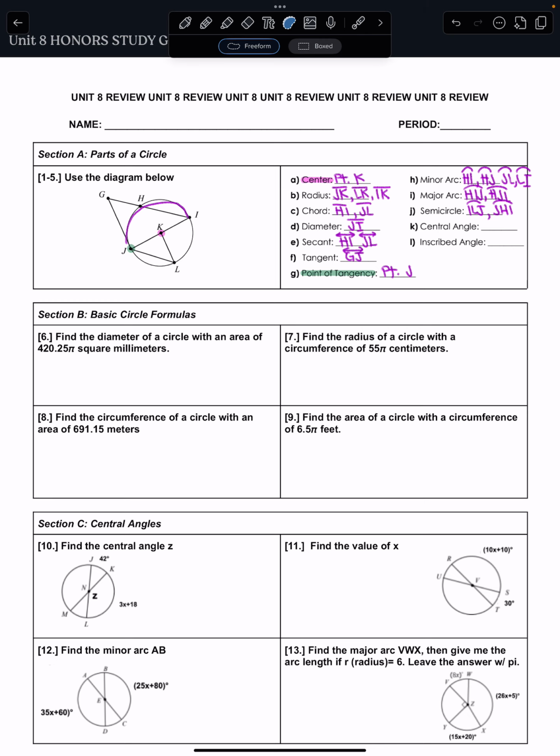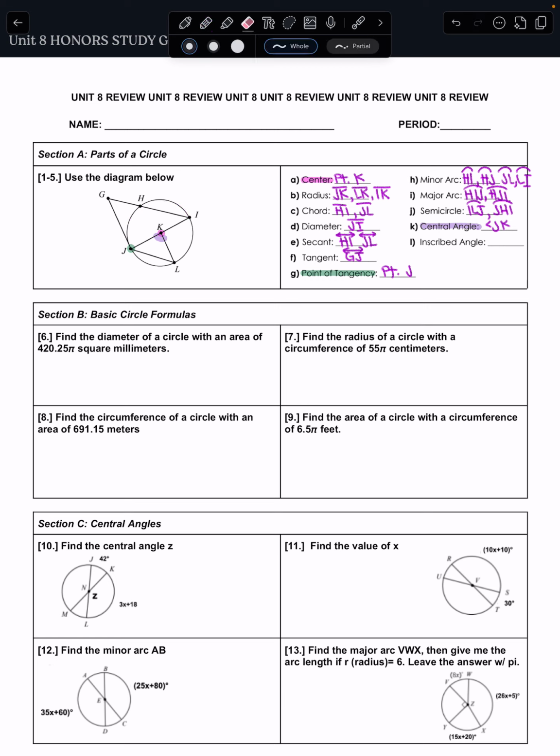Okay, the next vocabulary term is central angle. Please do not confuse this with inscribed angle. A central angle uses the center for its vertex. So let's highlight that purple, and right here is my center, and right next to it is my central angle. In this case, my central angle is angle JKL, so JKL.